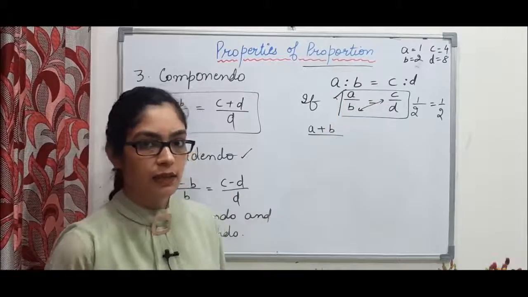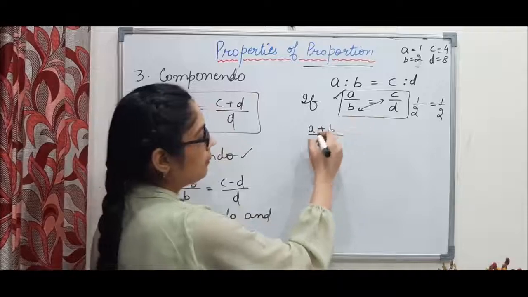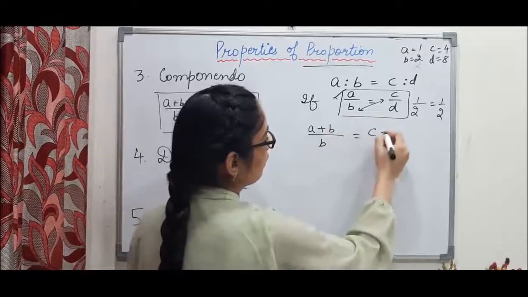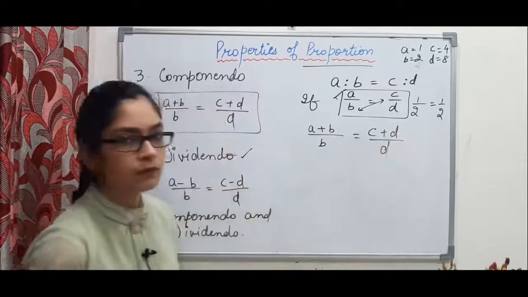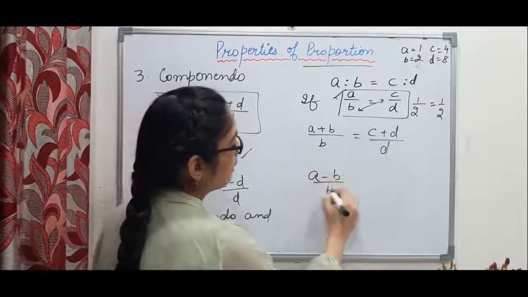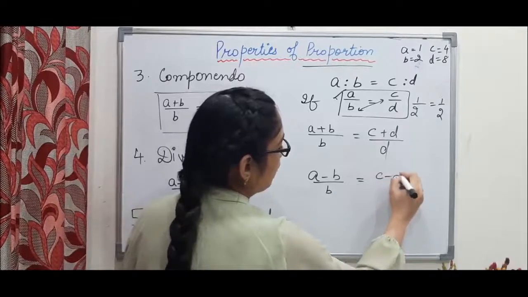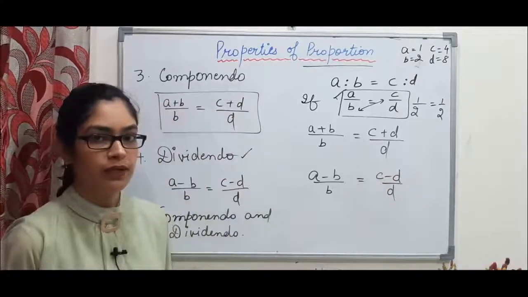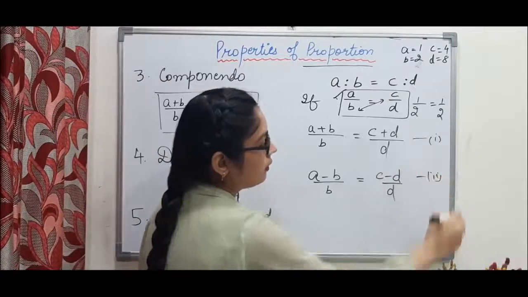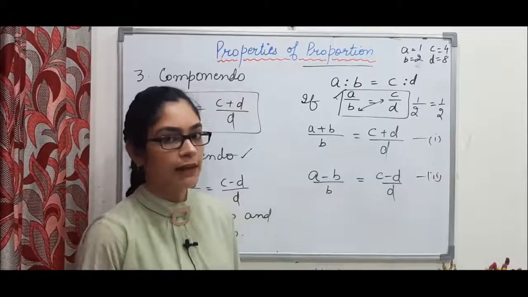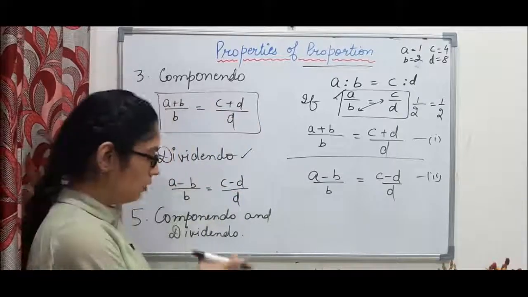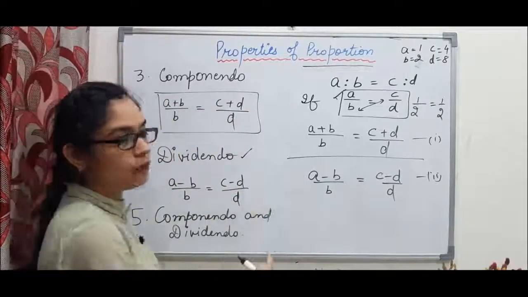If A by B is equal to C by D, then A plus B by B is equal to C plus D by D. This is componendo. Now dividendo: A minus B by B is equal to C minus D by D. So both together we have to use. See, this is first and this is second. This working part I am just explaining to you; the direct result only we can use. So we have to divide these two, because together we have to use.